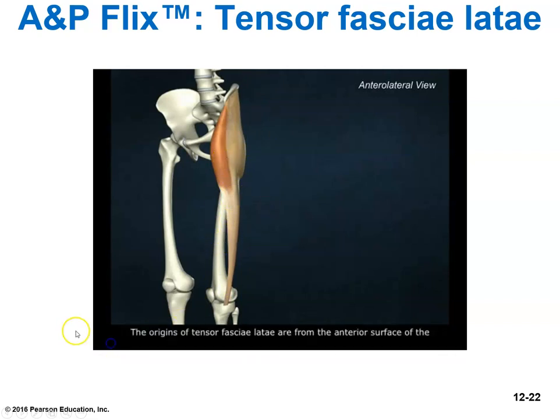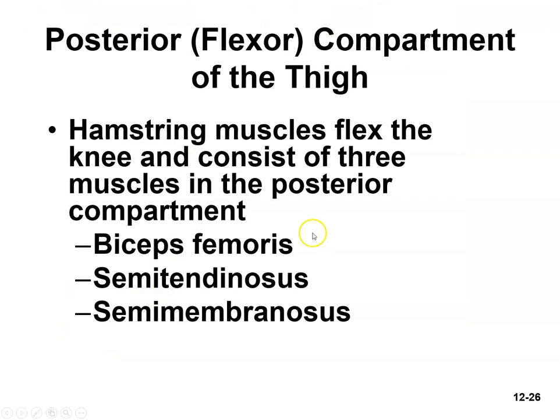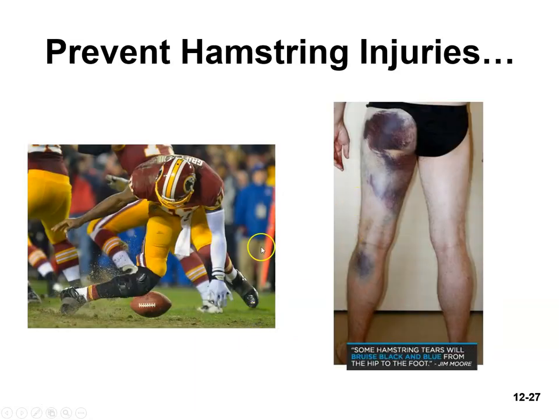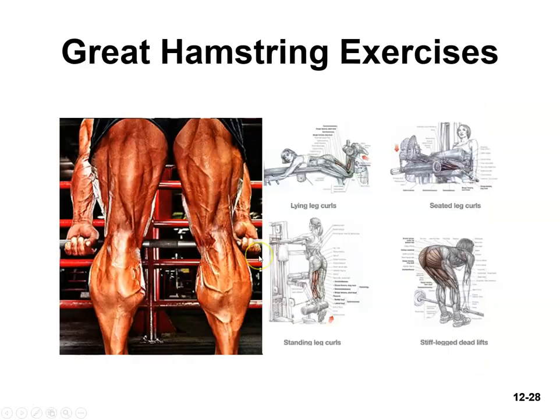Okay. The posterior compartment, you've got the biceps femoris, semitendinosus, and semimembranosus. Those are your hamstrings. Try to be creative and exercise those while you're locked up in your house. Oh, look at these hamstring injuries. Ouch. Some hamstring tears will bruise black and blue from the hip all the way down to the foot. Ouch. Yeah, that's very common. Okay. Football is one of those. Running and soccer are others.